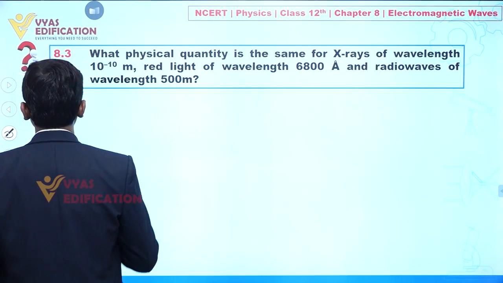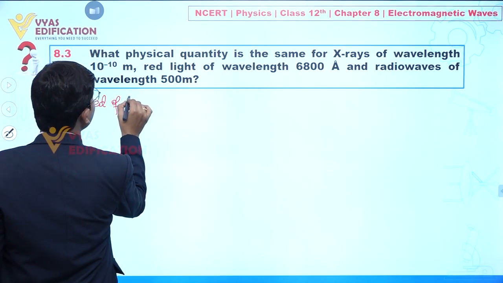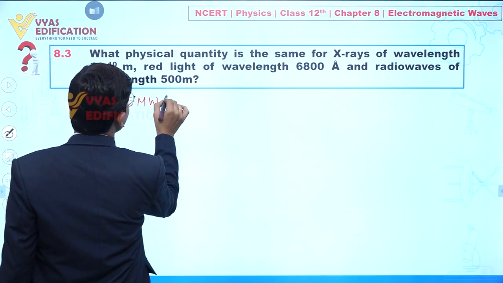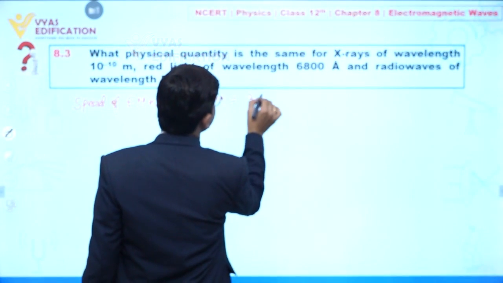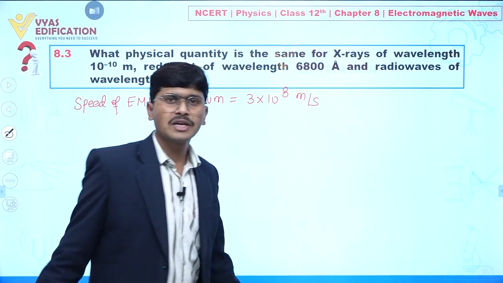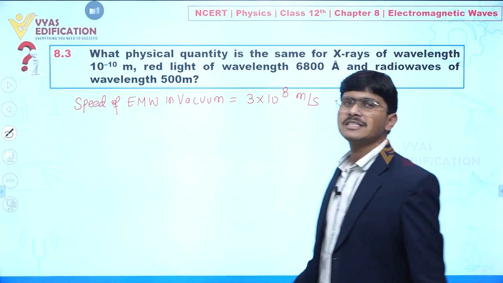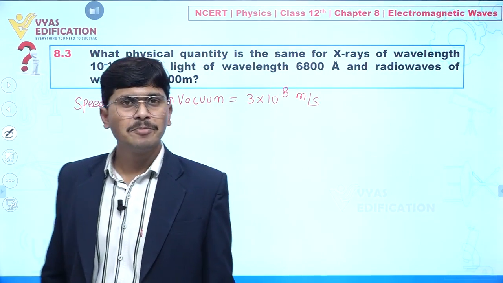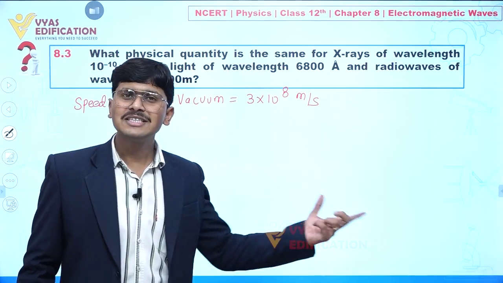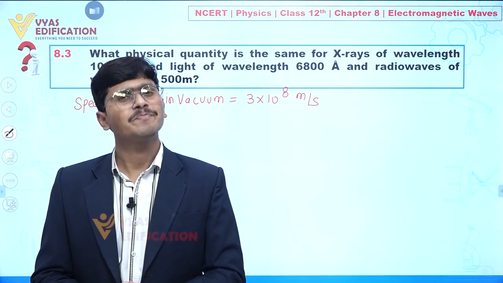Clear? So I can say the speed of electromagnetic wave in vacuum is given by 3 into 10 to the power 8 meter per second. Clear to everyone? So this quantity remains the same irrespective of their wavelength. Clear? So this is all about this question.